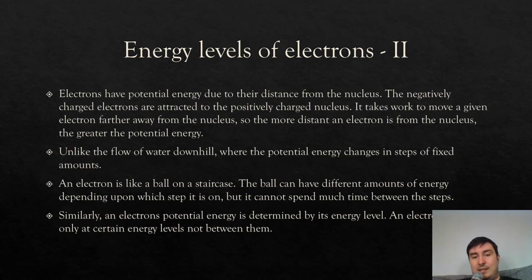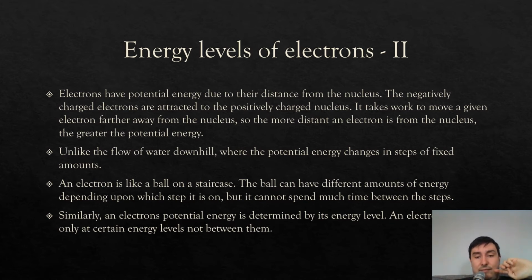Electrons have potential energy due to their distance from the nucleus. The negatively charged electrons are attracted to the positively charged nucleus. It takes work to move a given electron farther away from the nucleus, so the more distant an electron is from the nucleus, the greater its potential energy. Unlike the flow of water downhill, where the potential energy changes continuously, an electron is like a ball on a staircase.